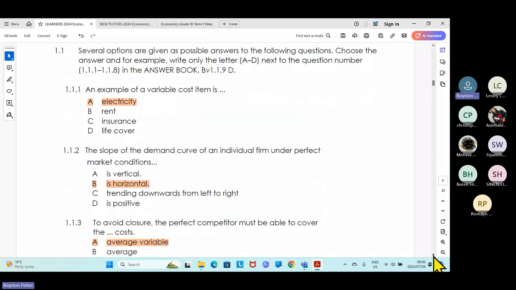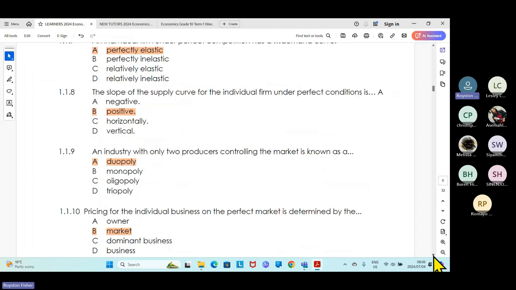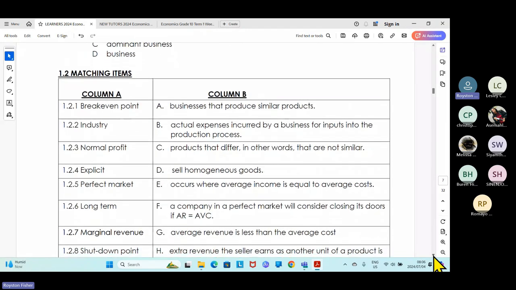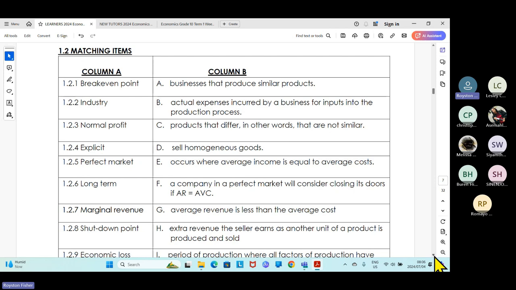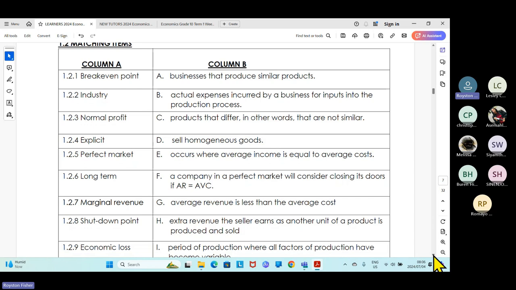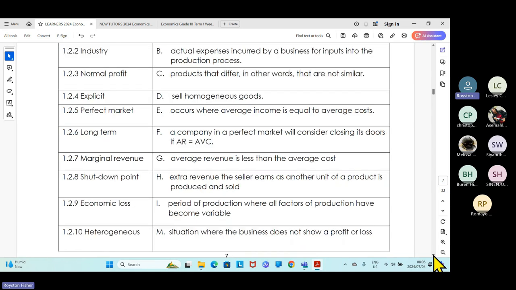So now we're continuing today with our matching items. So matching items would be the second question that you'll find under section A. And this is normally 8 marks. So now you need to match the description which is found in column B with the term in column A, and I'm going to give you about 5 to 8 minutes to complete this, and then of course you're more than welcome to share your answers.